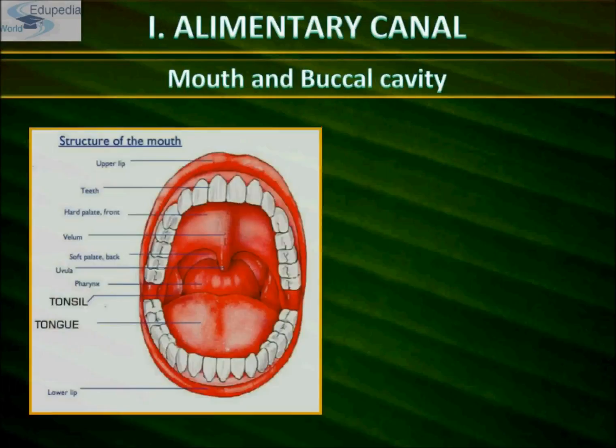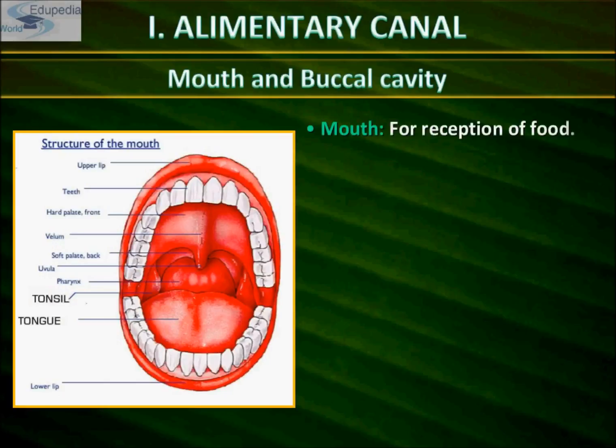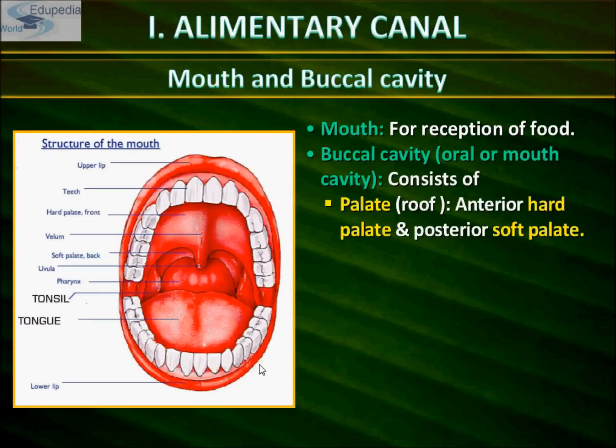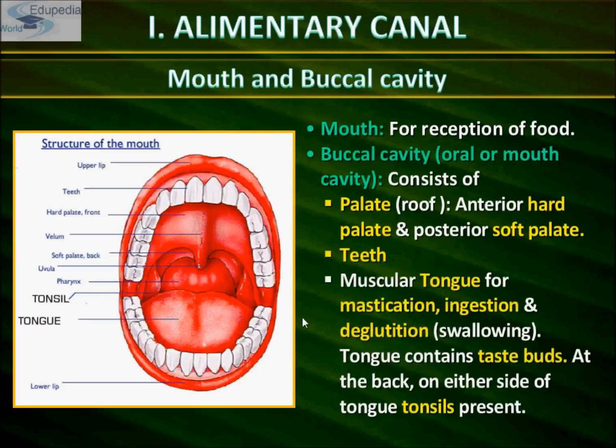Now come to the mouth and the buccal cavity. This is the structure of the mouth. This is the upper lip. This is the lower lip. These are the teeth which are embedded in the gums. This is the hard palate, which is in the front. This is the velum, the soft palate at the back. And this is the uvula. And this is the pharynx. And these are the tonsils. And finally, this is the tongue.